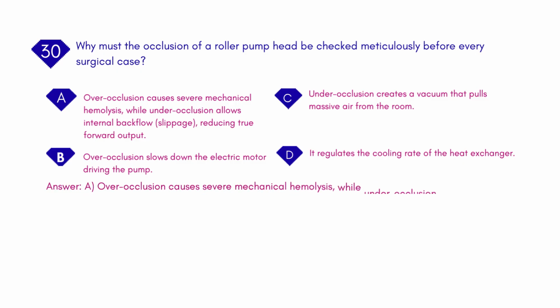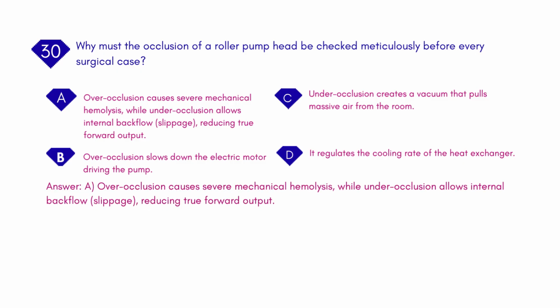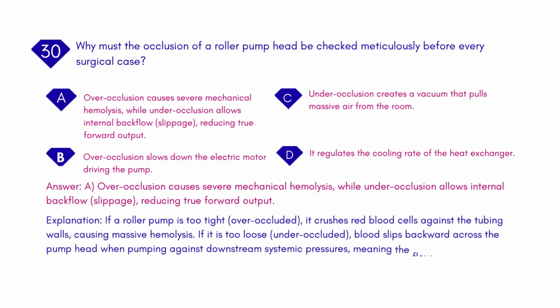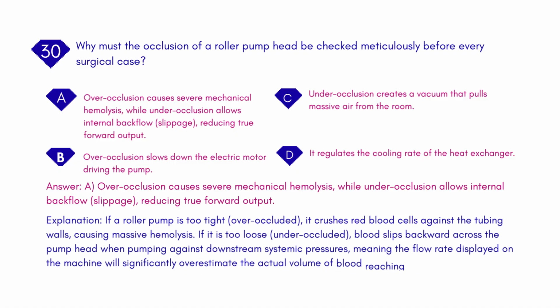Answer: A. Over-occlusion causes severe mechanical hemolysis, while under-occlusion allows internal backflow, slippage, reducing true forward output. Explanation: if a roller pump is too tight, over-occluded, it crushes red blood cells against the tubing walls, causing massive hemolysis. If it is too loose, under-occluded, blood slips backward across the pump head when pumping against downstream systemic pressures, meaning the flow rate displayed on the machine will significantly overestimate the actual volume of blood reaching the patient.